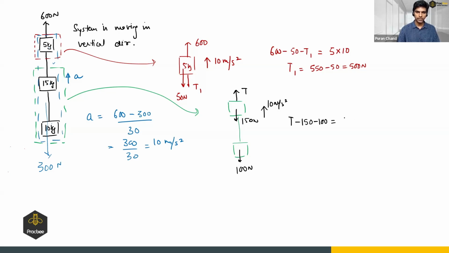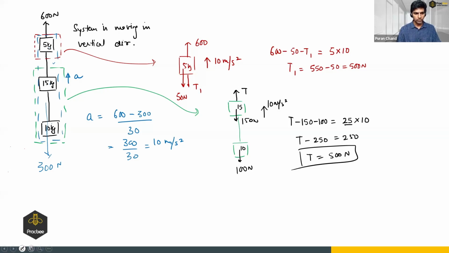And that should be equal to the mass of the system. What is the mass? 15 plus 10, 25. 25 times the acceleration. What is the acceleration? Acceleration is 10. So this will be T minus 250 equals 250. So T comes out to be 500. Got it? Yes or no?